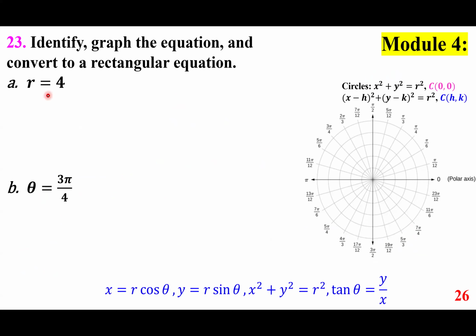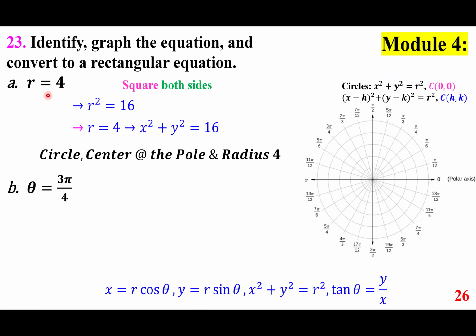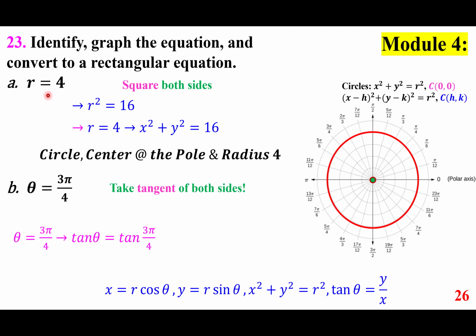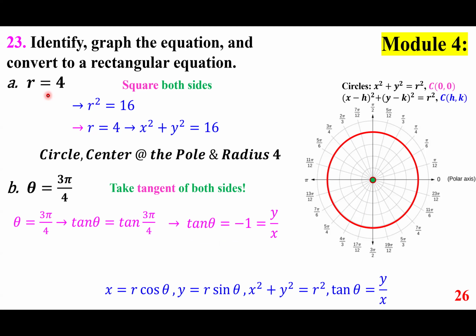Identify the graph. R equals 4. If we square both sides, r squared becomes 16. X squared plus y squared equals 16, which is a circle centered at the pole with the radius 4. Theta equals 3 pi over 4. If you take the tangent on both sides, tan of theta is tan of 3 pi over 4, which is negative 1, and that's y over x. Cross product, y equals minus x. As you know, y equals x is this line, y equals minus x is this line. It's a line through the origin.